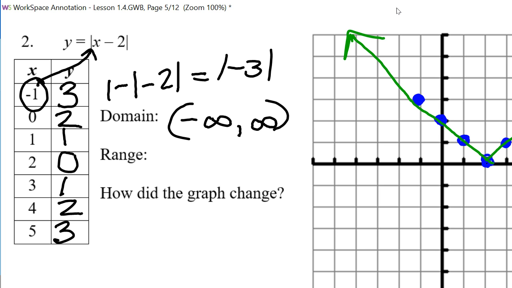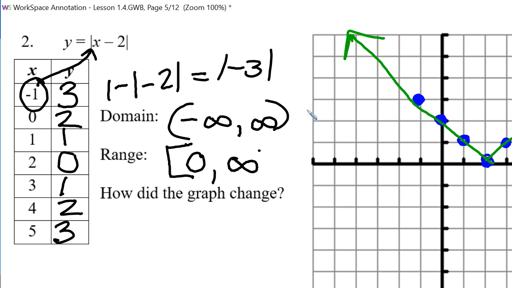So my y values go from 0 all the way up to positive infinity. When I write my interval, what goes first? 0, comma, infinity. And do we have a point at 0? Yes. So does 0 get a parenthesis or a square bracket? A square bracket. And the infinity gets what? A parenthesis. Now the last question is asking us, how does this graph change compared to the parent function?